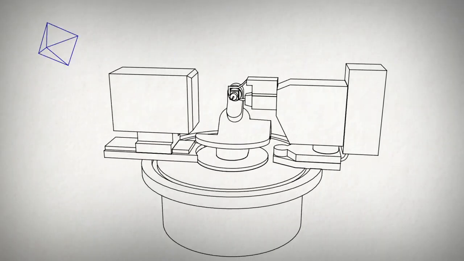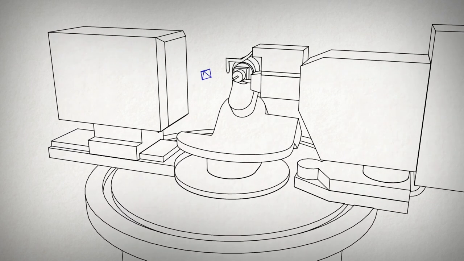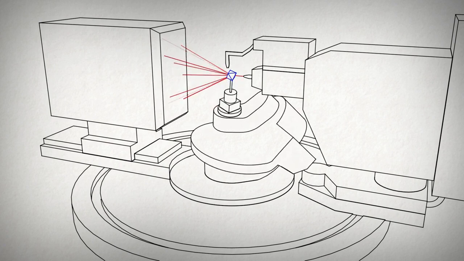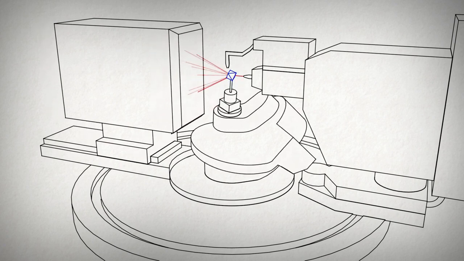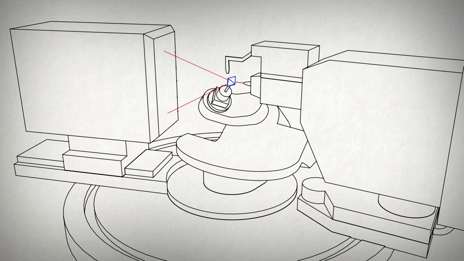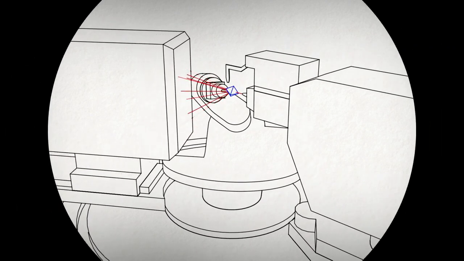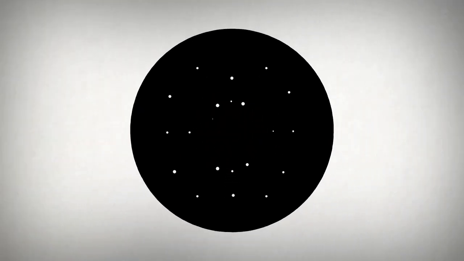In a single crystal X-ray diffraction experiment, a crystal is placed in the center of the instrument. The crystal is constantly rotated in a beam of X-rays, and a two-dimensional detector records the signals from the sample. From the position and the intensity of these signals, the three-dimensional structure of the sample can be unambiguously determined.